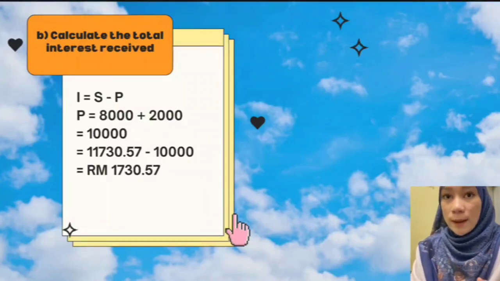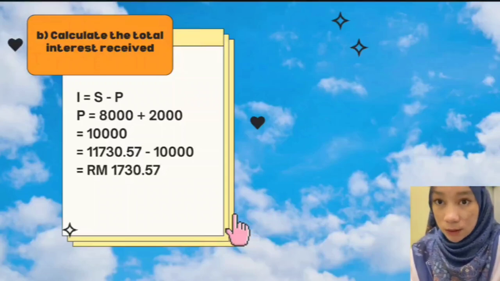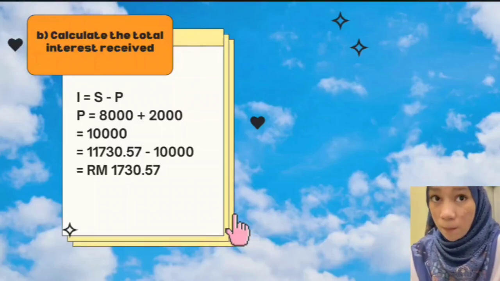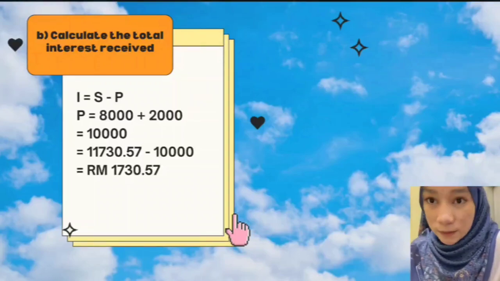Question B is calculate the total interest received. We use the formula I equals S minus P. P is 8,000 plus 2,000, then we get the answer 10,000. So I equals S, S is 11,730.57, minus P, which is 10,000. The final answer is 1,730.57.